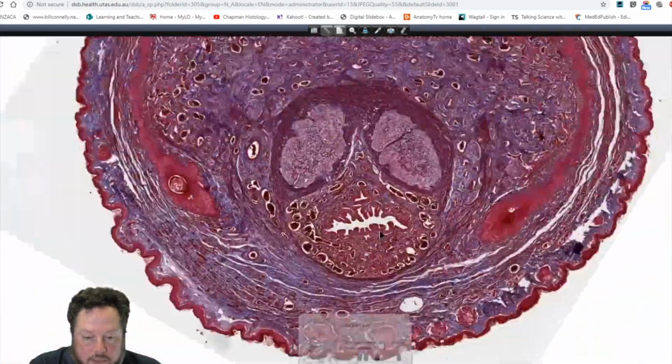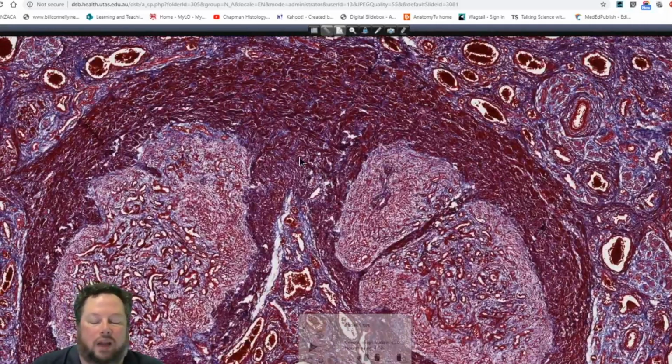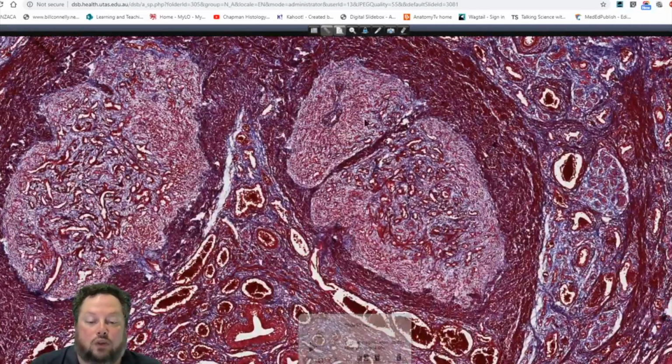So during erection, what happens is we get stimulation of the parasympathetic nervous system. This causes relaxation of the blood vessels within the corpus cavernosa, which allows more blood to enter.